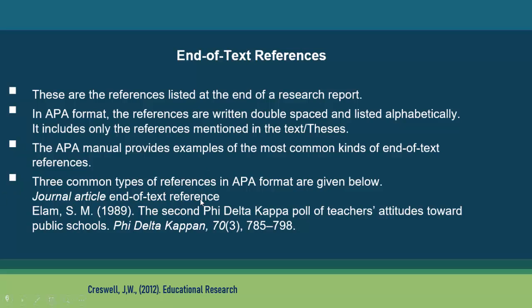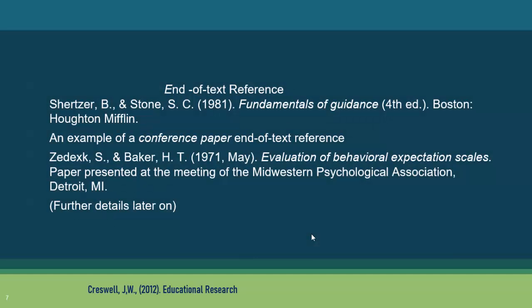A journal article end of text reference has the name of the author followed by the year of publication, the title of the paper or article, the name of the journal, volume, issue, and the page numbers. This is for a single author. Here is an example for a book written by two authors: Fundamentals of Guidance, 4th edition, place of publication.